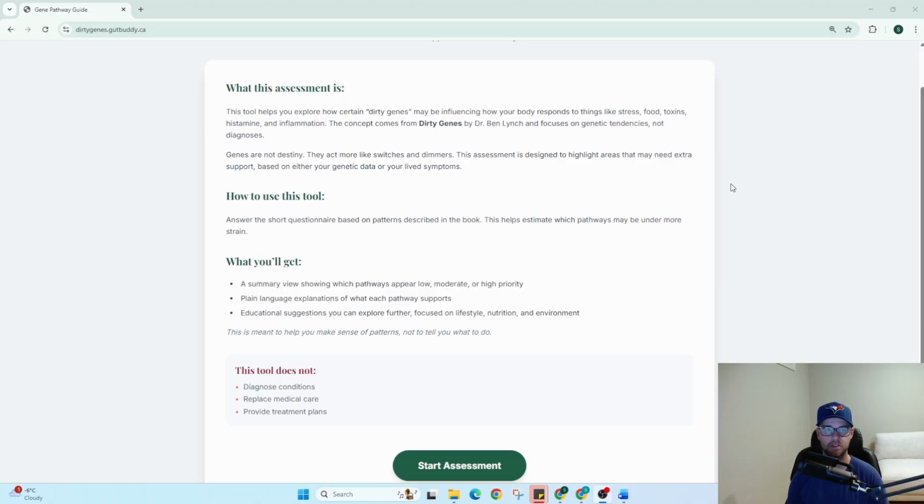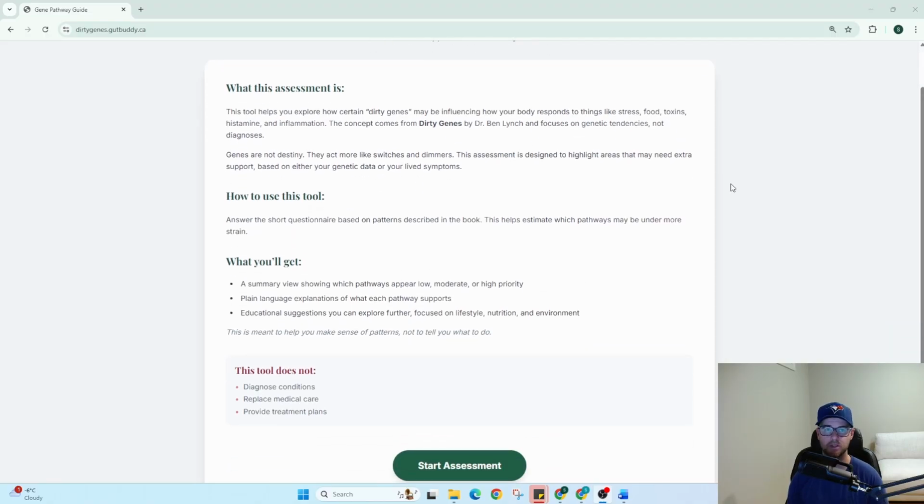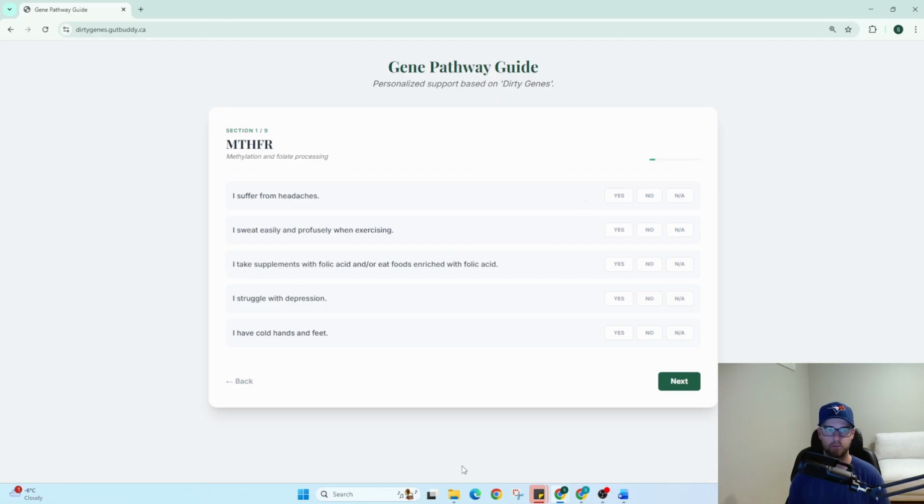What I would say first is have a look through the landing page. It does tell you a little bit more about the assessment. You're just going to answer a number of questions for each of the genes and 2 of the variants of the gene, and it will give you an output. It will tell you your summary as well as walk through some information about each. Again, this isn't to diagnose conditions, it isn't to replace medical care, and it will not provide treatment plans. So click the Start Assessment button and we'll start to work through it.